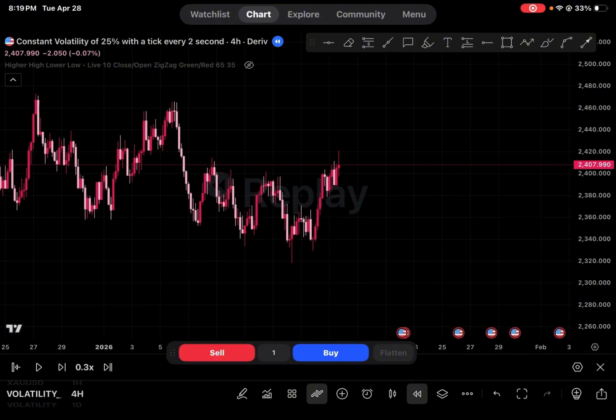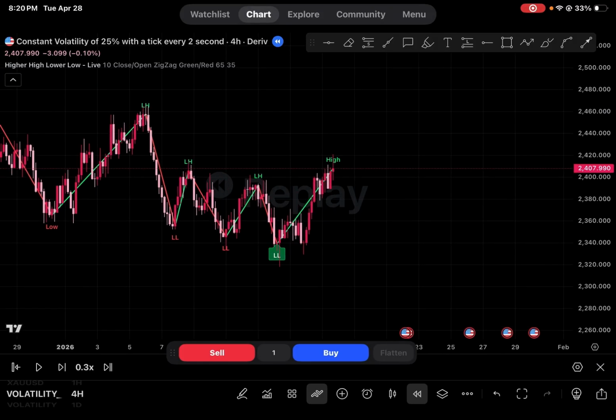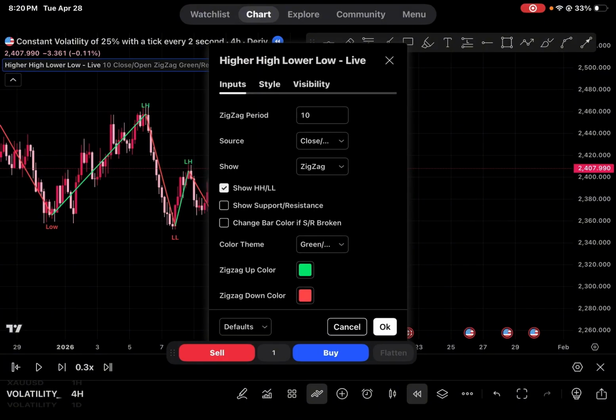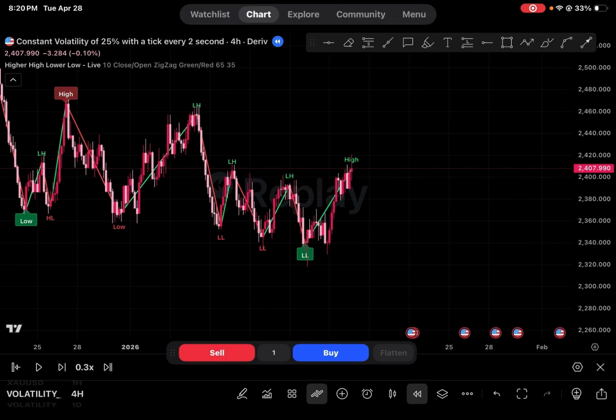I found this indicator that shows you how to mark up your chart for you, basically without you doing it. It's named Higher Higher Low Live, and I set it to trigger at the close of the candle. So I set it for you to do the close and opening candle. Alright, so as you can see, price makes a lower high.